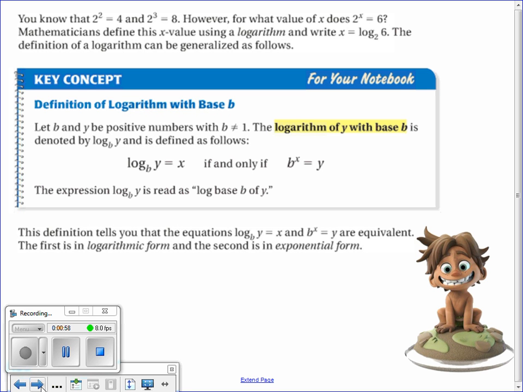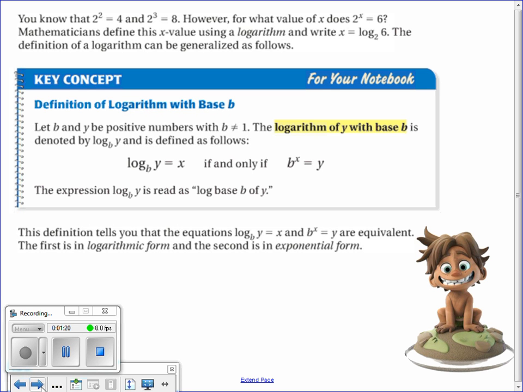So if you look at this right here, by definition, log base b, make sure we understand how to read these, log base b of y equals x. So that's how you would read that. Log base b of y equals x. I know you're like, wait, what? So the base right here, base b, we'll talk about that today.